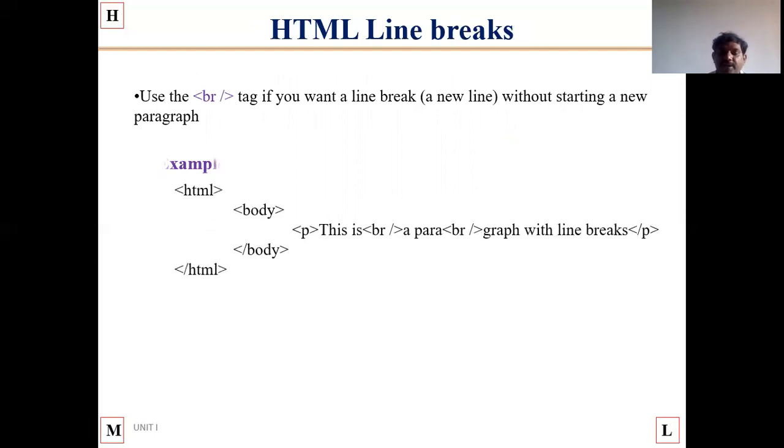For example, I wrote here the HTML opening tag and the closing tag slash HTML, and the body opening tag and closing tag slash body. In between the body we have to write the code. I started the paragraph. This is a para, I am giving the break, br slash, a para, br slash, again I am giving a break, graph with line breaks, close with paragraph. Now run the program. We can see the output. This is, and one line break, a para, break, graph with line break. Like that it will be displayed. This is the HTML line break.